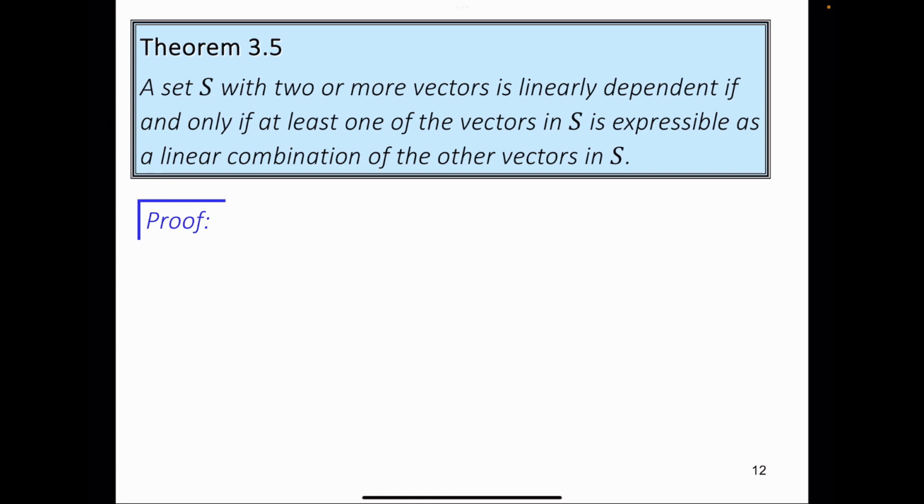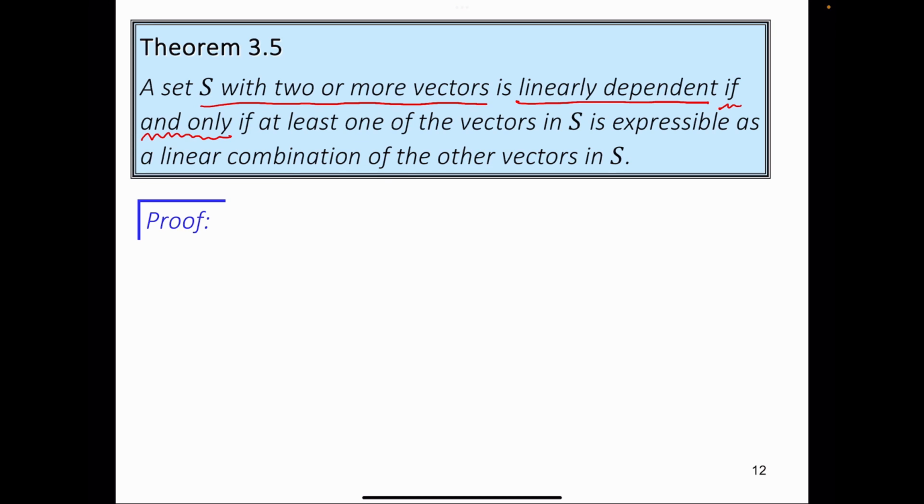So if you understand that concept, then you may find that the proof of this theorem is quite straightforward. Let's look at the contents of this theorem. This theorem says that a set S with two or more vectors is linearly dependent if and only if at least one of the vectors in S is expressible as a linear combination of the other vectors in S.